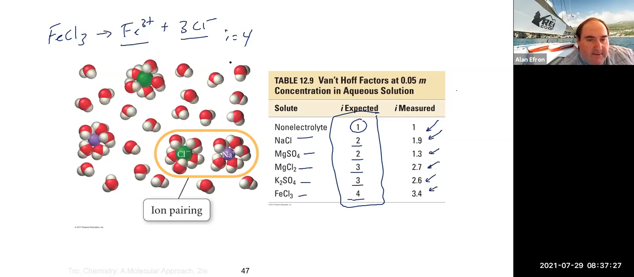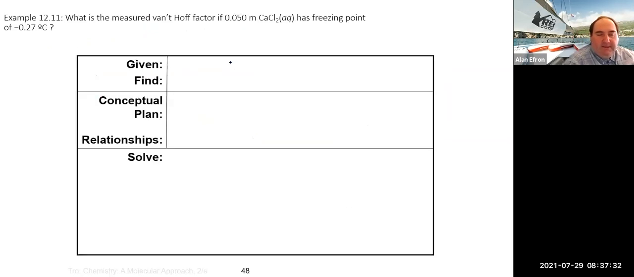All right, so take a look at one and see what you come up with here. What is the measured van't Hoff factor? So you're actually looking for i in this case. We have a 0.05 molality calcium chloride, freezing point of minus 0.27 degrees Celsius, and a reminder that the Kf here is 1.86 degrees Celsius per molality. Take a second and see what you come up with.